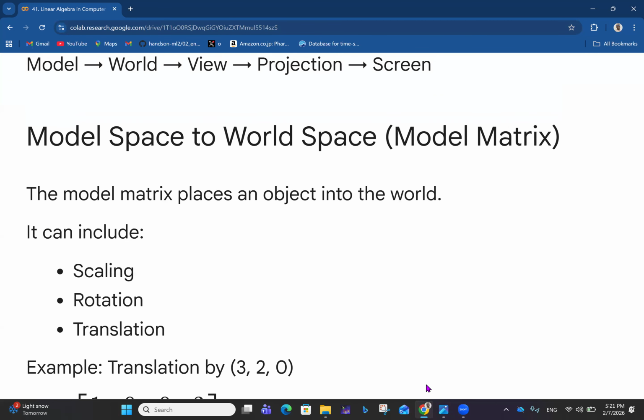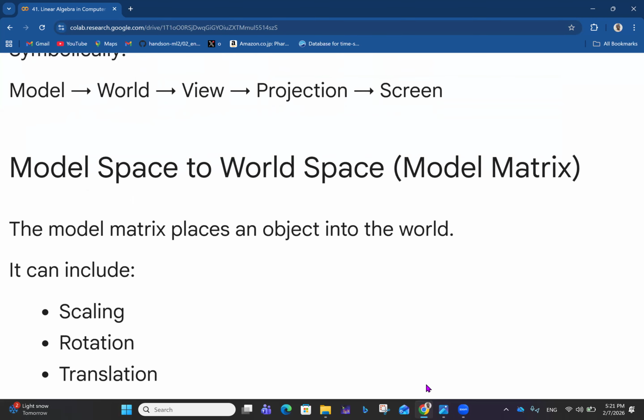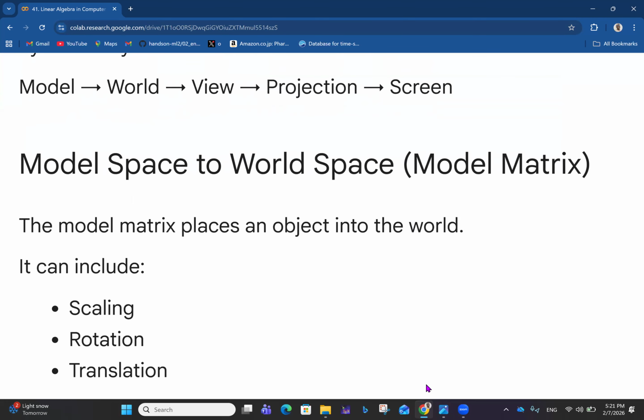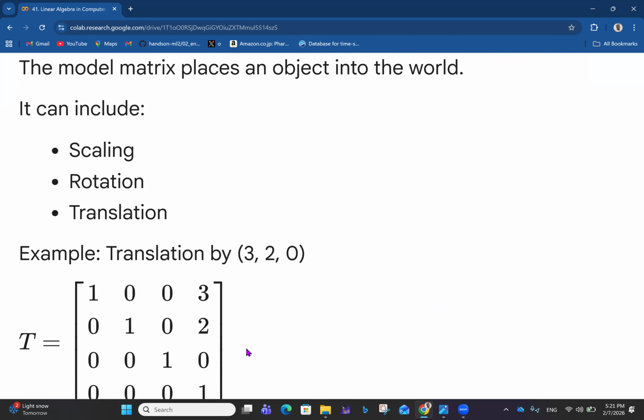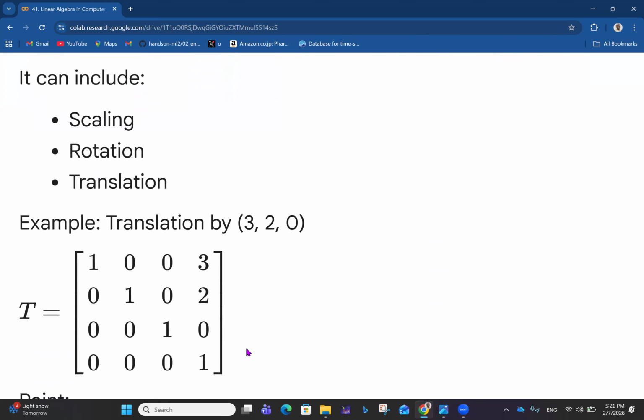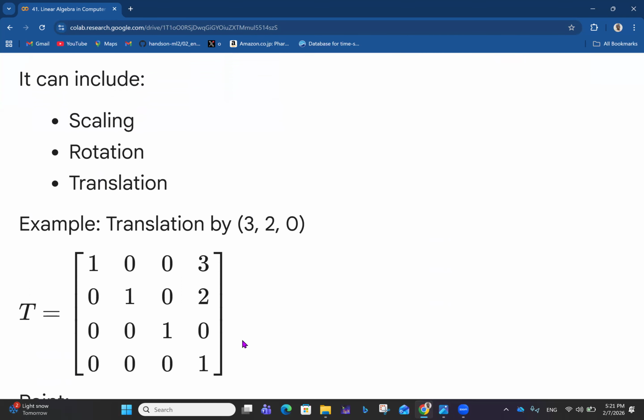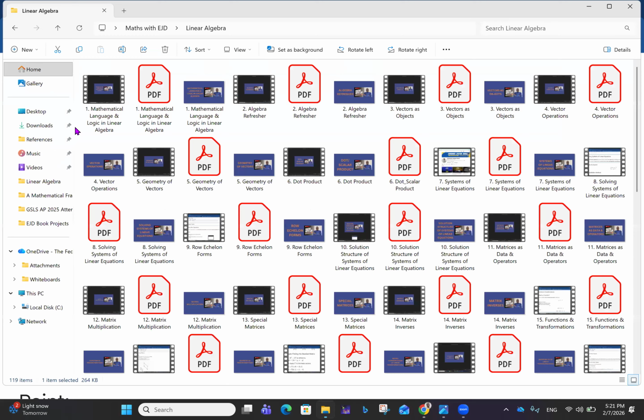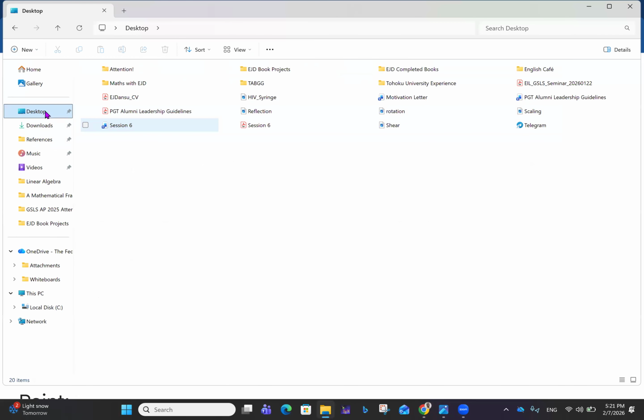Now, how do we move from model space to world space? Then we talk about the model matrix. The model matrix places an object into the world. It can include things like scaling, rotation, and translation, and we saw all of that in a previous video. In fact, I always like to refer to that. I think I have that on my desktop, for instance.